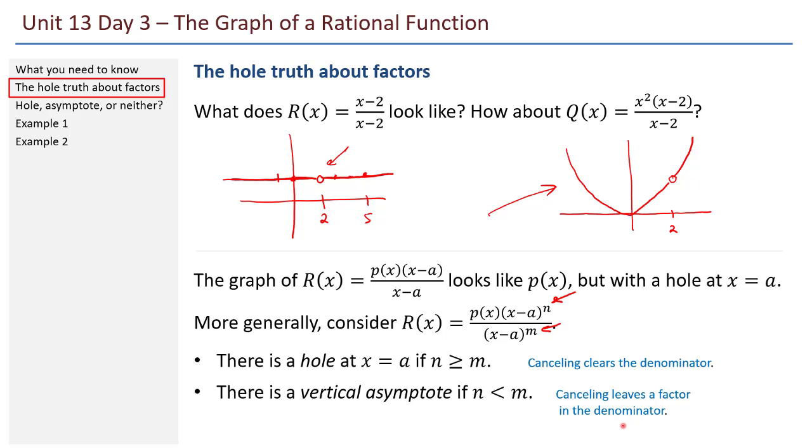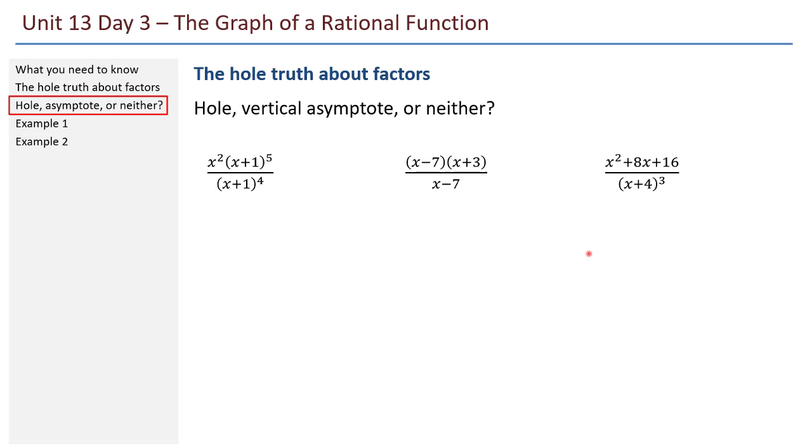Here I have a few examples. So I'll ask hole, vertical asymptote, or neither. In this first case, when I reduce, I end up with x squared over x plus 1, which looks perfectly normal. So in this case, there's a hole at x equals negative 1.